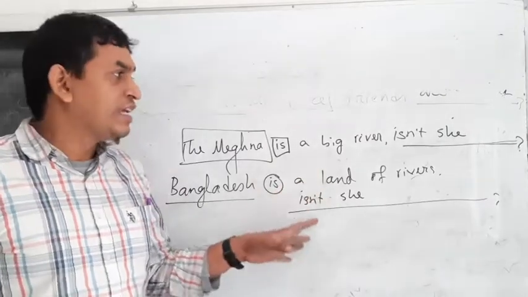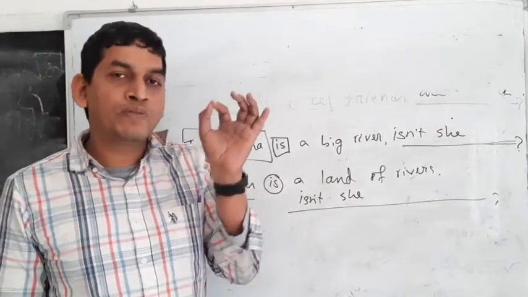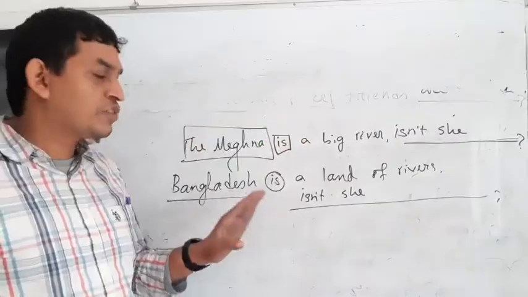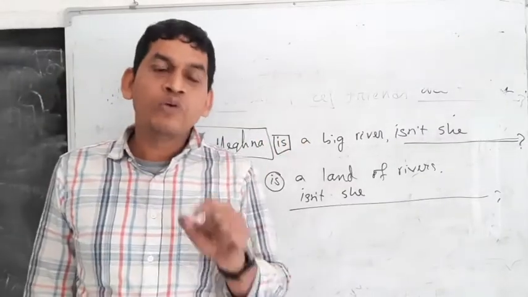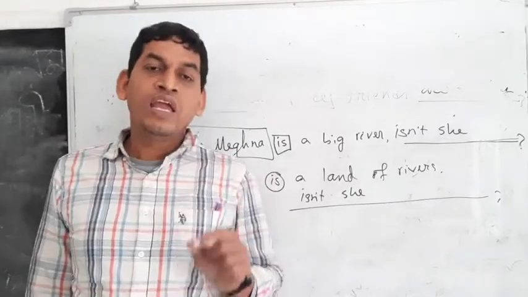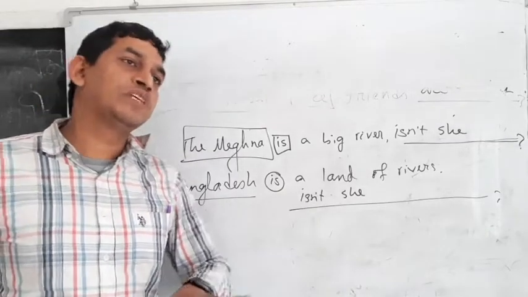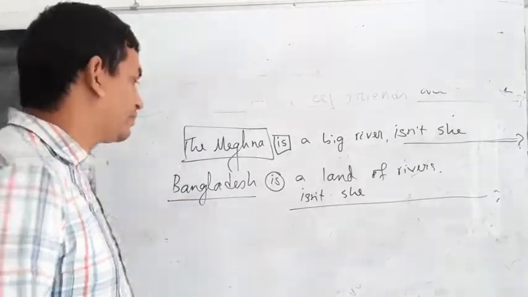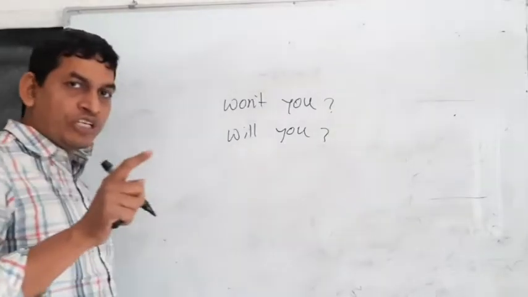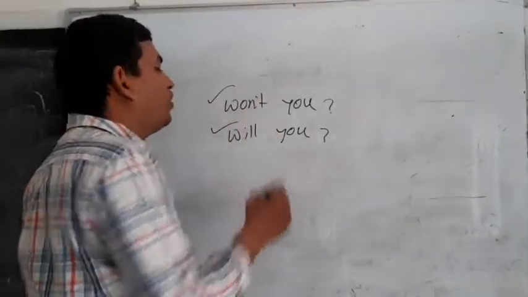The rule is that if there is any subject, we have to use the pronoun of the subject. If the subject is feminine gender, we must write she. If the subject is masculine gender, we must write he. If the subject is a thing, we have to write it. And if the subject is plural, we have to write they. If the tag question is for an imperative sentence, you have to use either won't you or will you.